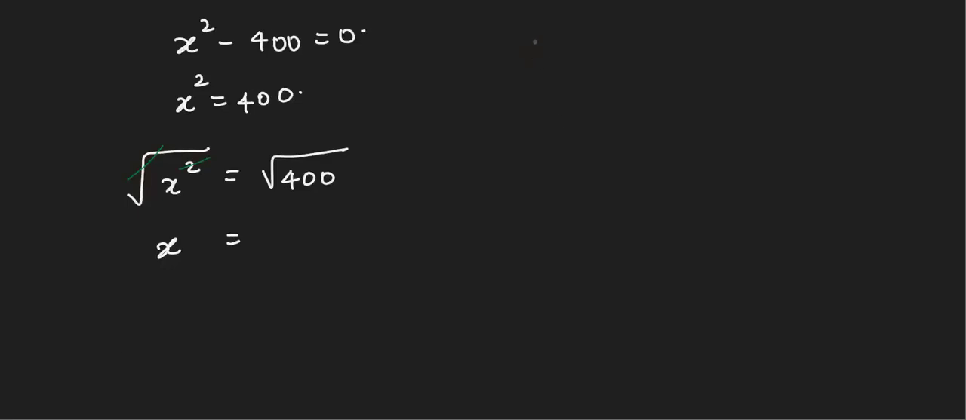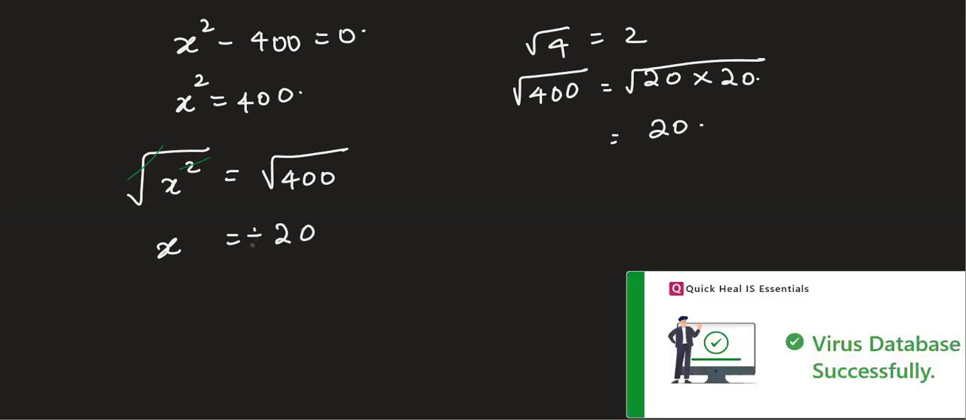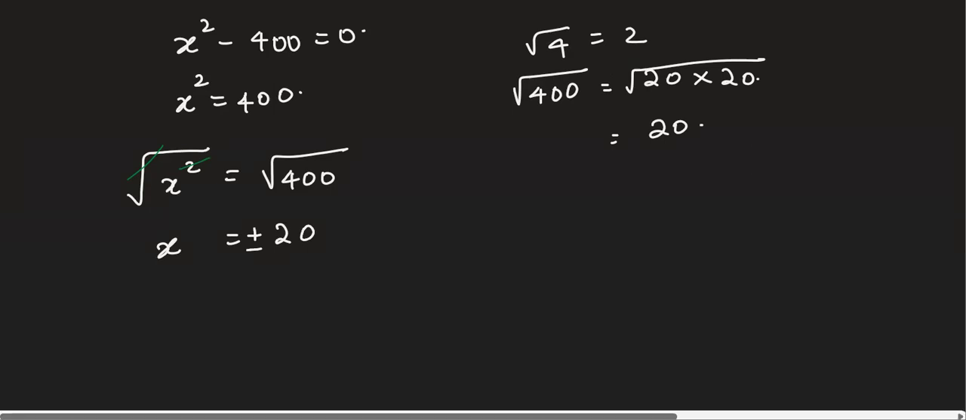So 400 can be written as, see basically what is root 4? Root 4 is 2, right? Same way, what is root 400 now? Root 400 should be 20 into 20. 400 can be written as 20 into 20. So when you remove the root, it will be just 20. So square root of 400 will be 20. Since it's a root, we'll have 2 values for x. One is a positive 20, another one is a negative 20.